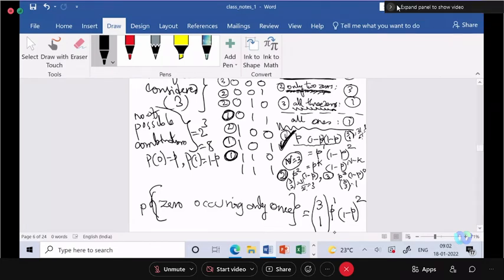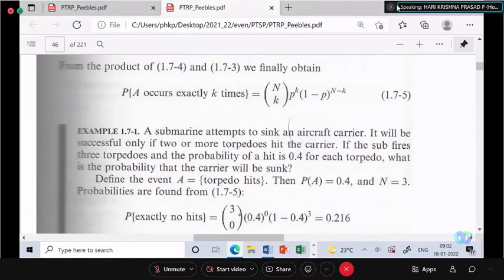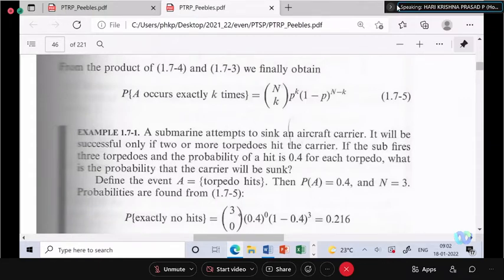Sir, please explain that example and the formula once again. So if there are no questions on this, let me refer to the textbook. Yes, now what we are referring to is 1.7-5, the uppermost statement.